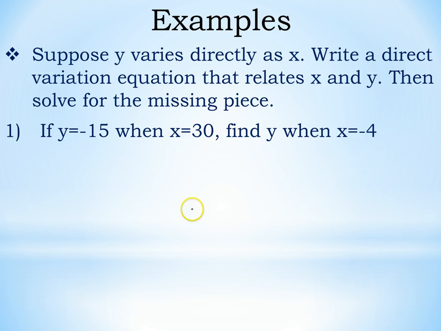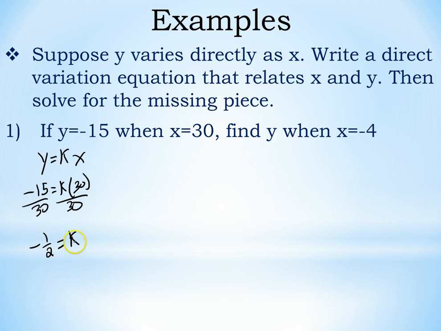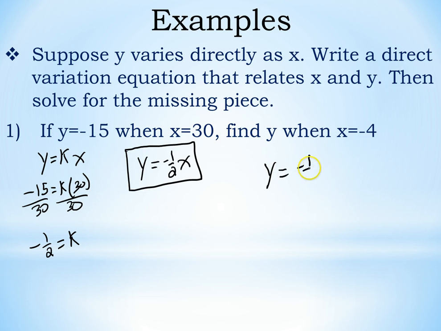So here, y equals -15 when x is 30. Find y when x is -4. Again, we plug into our y equals kx equation. So -15 equals k times 30. When I divide both sides by 30, k equals -1/2, which means my direct variation equation is y equals -1/2 of x. Now I need to find y when x is -4, so we plug -4 into our direct variation equation. -1/2 times -4 is +2. So y equals 2.